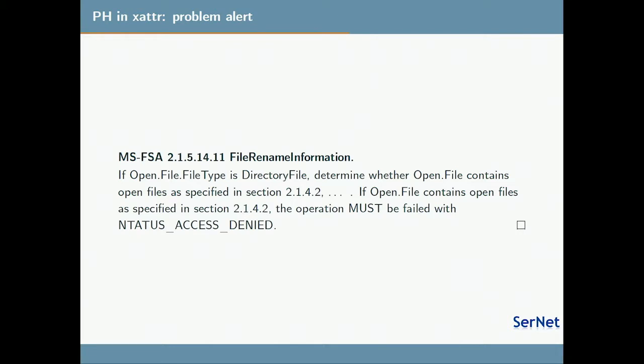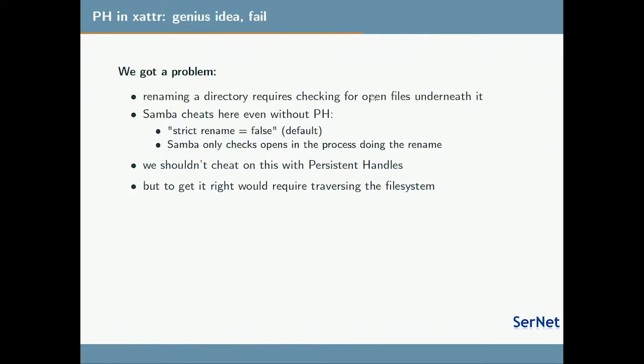MS-FSA, file rename information. If open file type is directory file, determine whether open file contains open files, specified in section, and so on. What this basically means is that renaming a directory requires checking for open files underneath it. And we already cheat there in Samba all the time. Yes, we do. Strict rename is off by default.